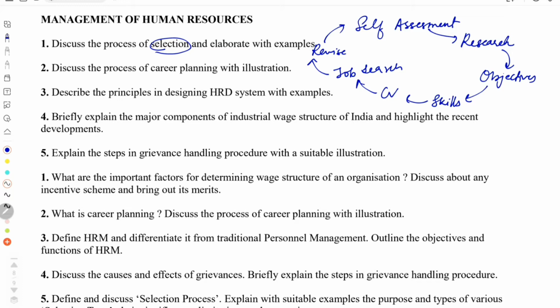The next one is describe the principles in designing HRD systems with examples. So what is HRD? Human resource development. What are the functions of human resource development? It is training, personal development, organizational development, career planning, career development, change management, all those things. So those were the functions of human resource development. So what will be the principles in designing these systems?